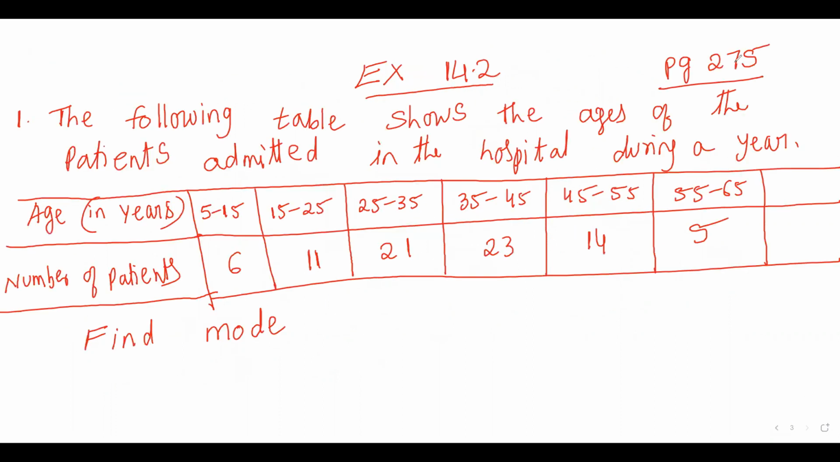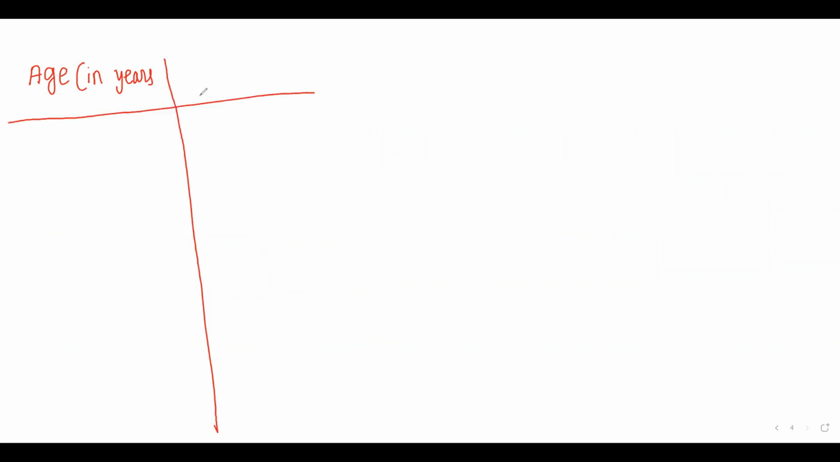Look at the page 275 of CBSE Class 10 Reader. This is the first question. Let us write the data and start the problem. So the data given is age in years. And the next heading is number of patients.